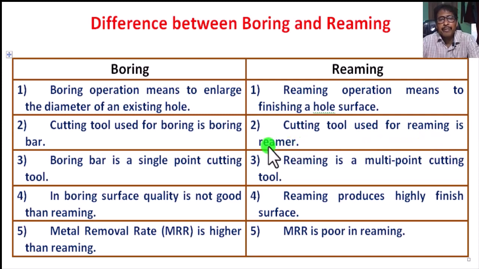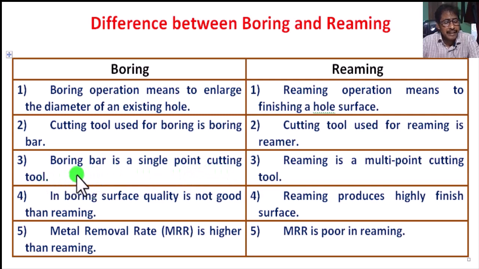Cutting tool name: reamer. Here one tool is fixed for a particular diameter of the hole of the job, and for a larger diameter another reamer is used. For a smaller diameter another reamer is used. For different diameters, different reamers are used. Okay. Number 3, for boring, the boring bar, that means the boring tool, is a single point cutting tool.